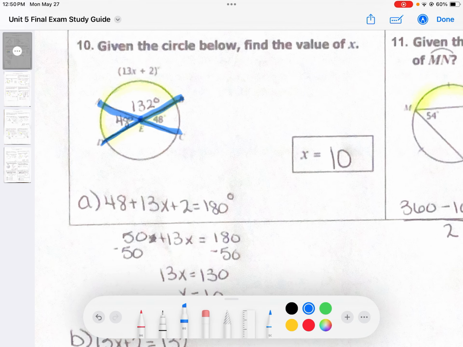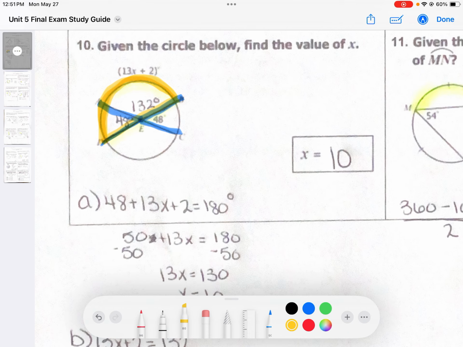But what I highlighted, and once again, there are multiple different ways to do this, is that here goes a semicircle. DB is a diameter. The diameter goes through the center, which represents a semicircle. If a circle has 360 degrees, a semicircle has 180. Half of a circle is 180. So if I add 48 plus 13x plus 2, that should equal 180.